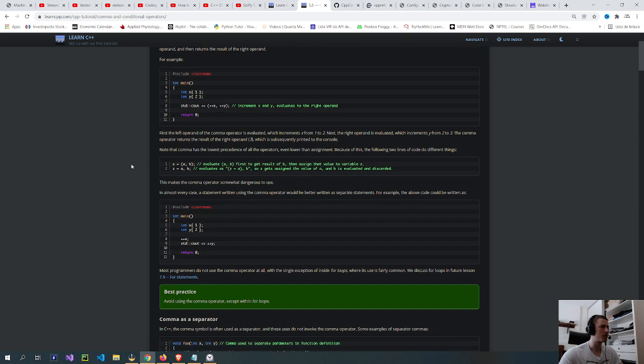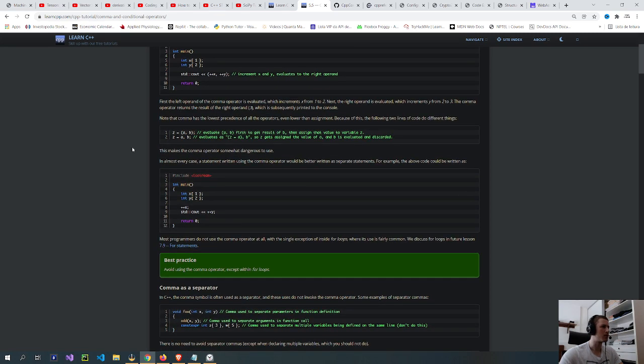First, the left operand of the comma operator is evaluated, which increments x from 1 to 2. Next, the right operand is evaluated, which increments y from 2 to 3. The comma operator returns the result of the right operand, 3, which is subsequently printed to the console.